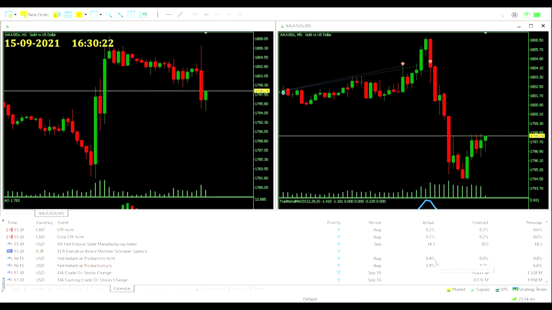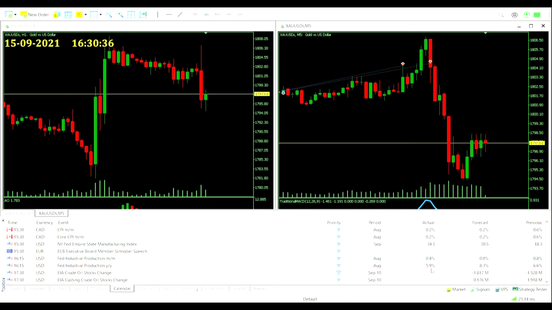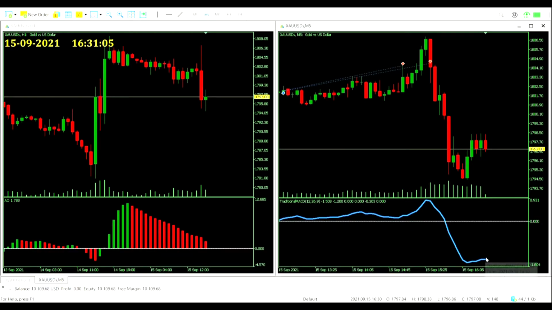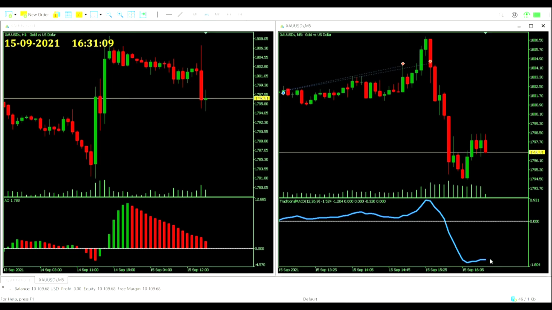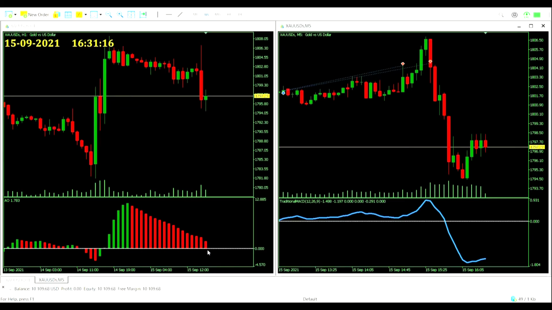It's good to see, nice improvement on industrial production. But the year-on-year did miss its forecast of 8.3, only pulling in a 5.9. As you can see, the MACD line is slowly moving up, but price, if it comes back down, will drag that line with it. No clear sign of when we're going to get a signal at the moment. This is likely to come down at 5 o'clock more, the Awesome Oscillator there.